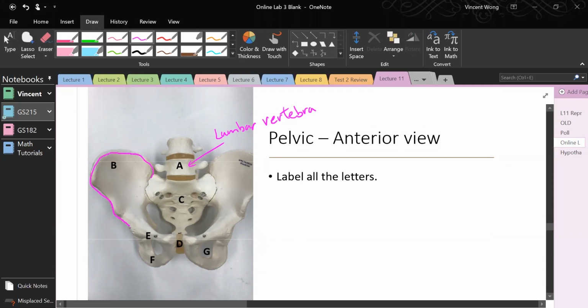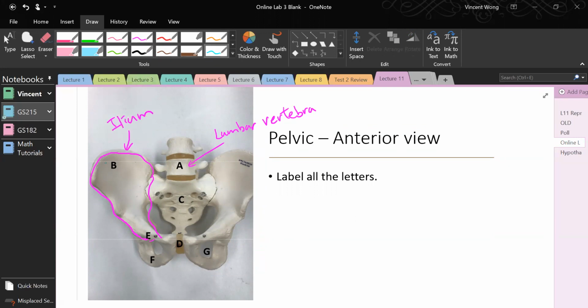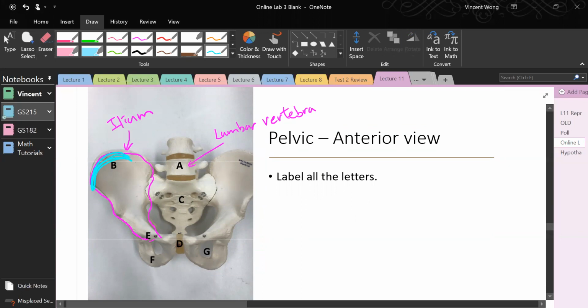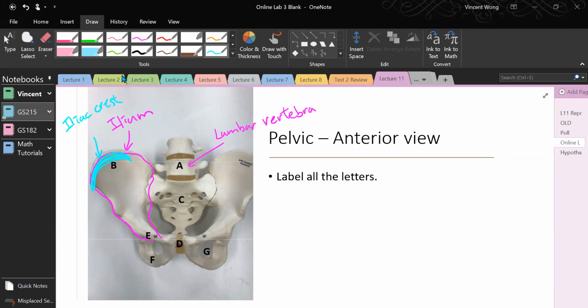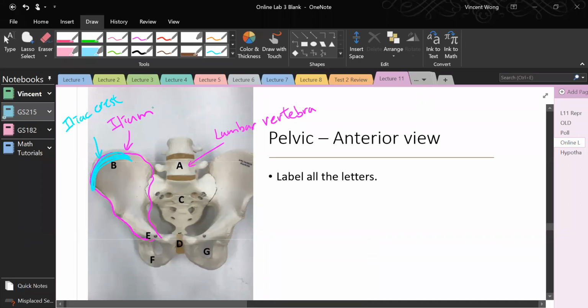B is this thing right here. Goes all the way to the front, right here. Okay, that is the ilium. Okay, and this here, that's the iliac crest. Imagine, you know, coming home from grocery, you're holding a box of grocery and you need to fumble for your keys. So you rest the box on your hip. That's the iliac crest that you're resting the box on.